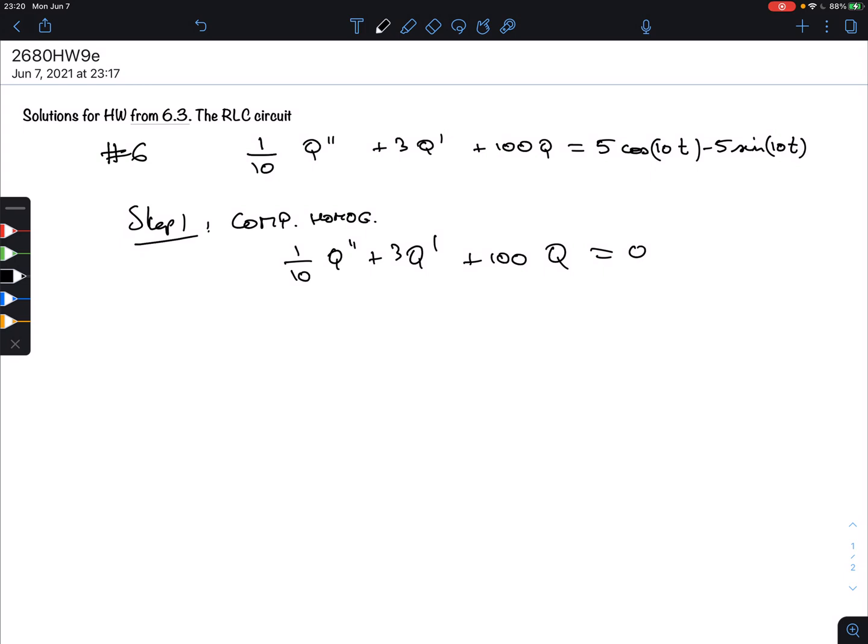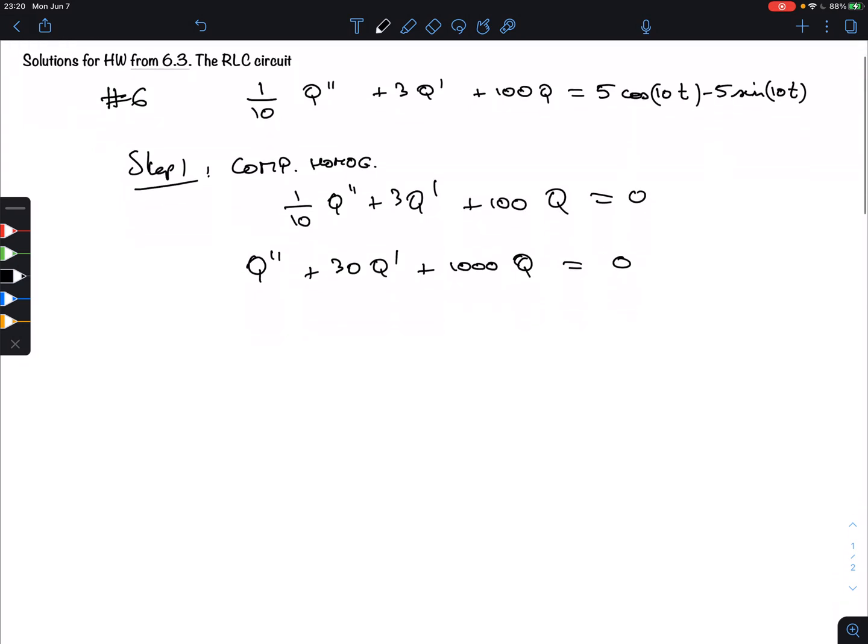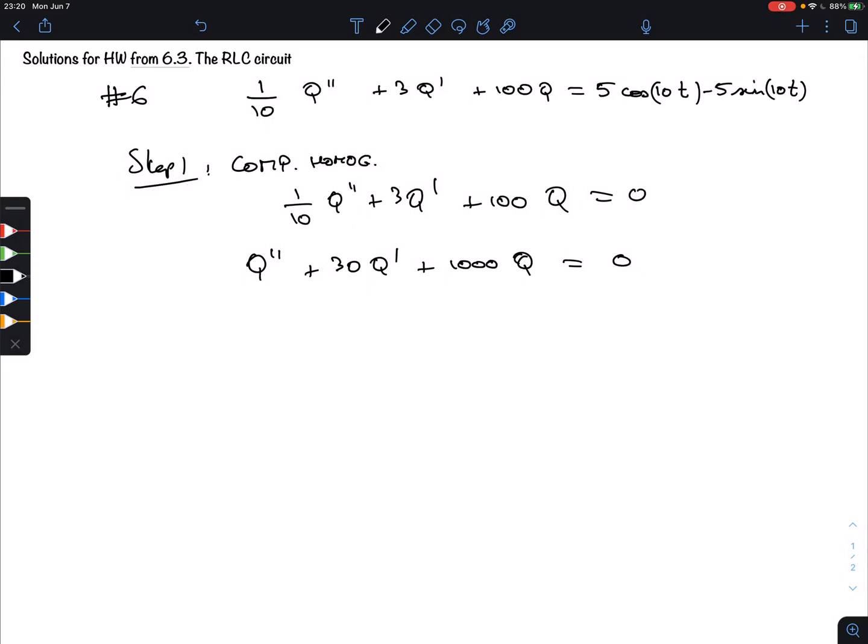and perhaps, I am not so fond of these 10s here, but okay, let's leave it that way. Well, no, since I have to solve an equation, I don't want some coefficient there, so I'm going to multiply everything with 10. So q double prime plus 30q prime plus 1000q is 0. So we have now a characteristic equation. Let's use z as a variable. z squared plus 30z plus 1000 is equal to 0.